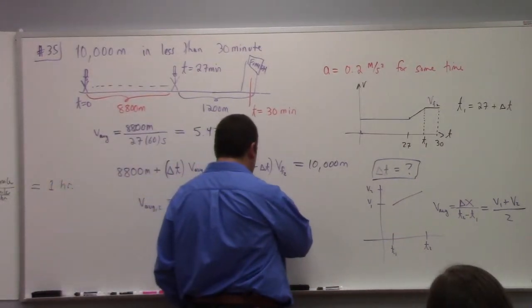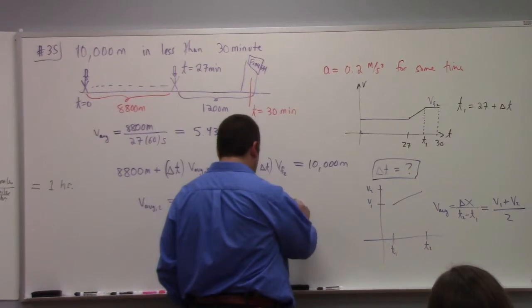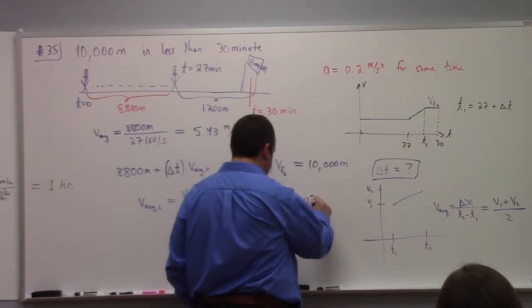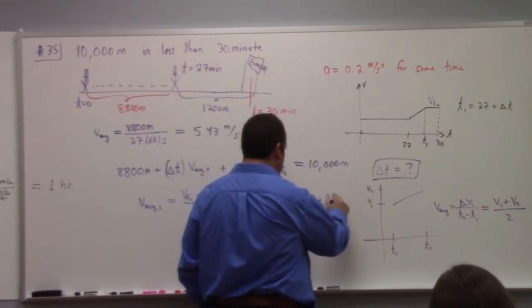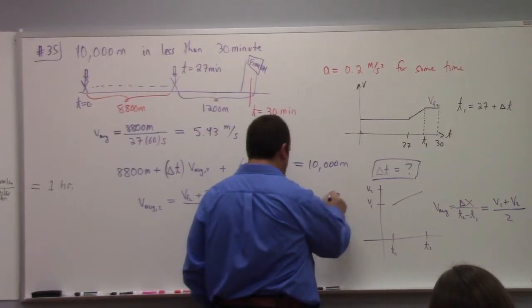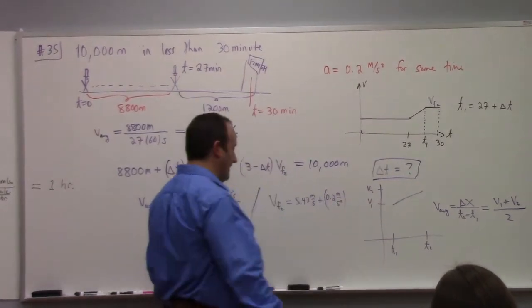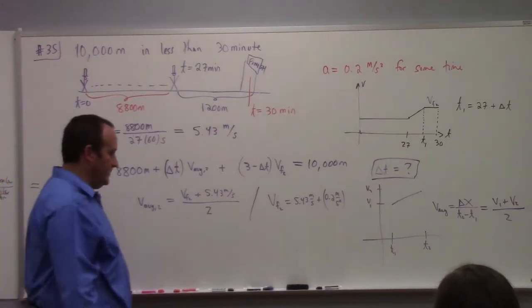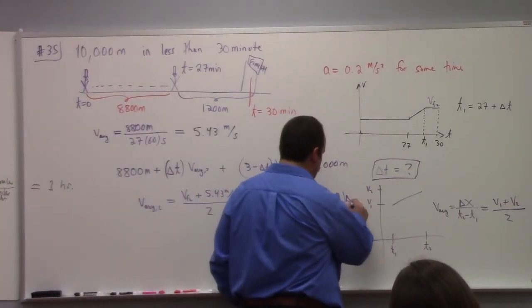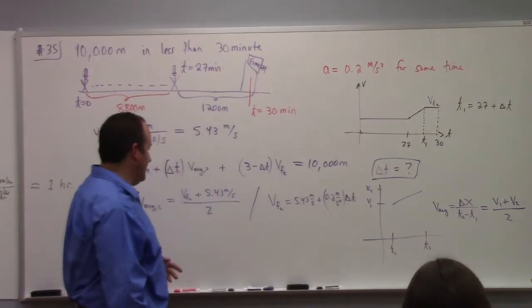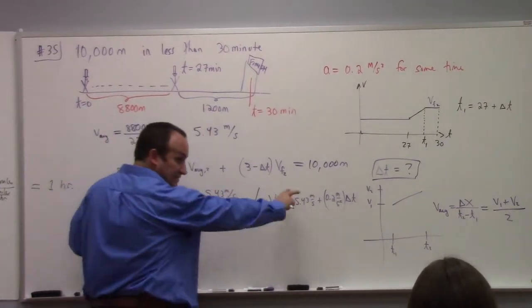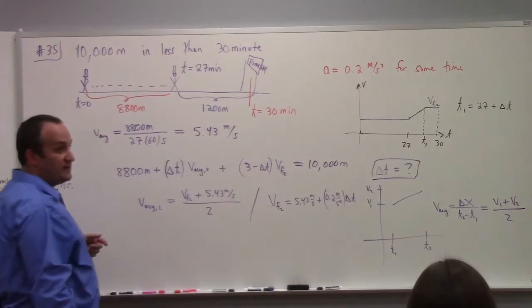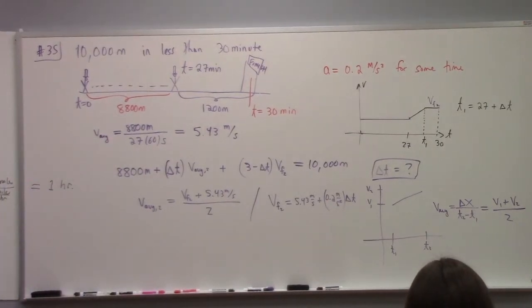How about this? vf2 is equal to what? It's equal to 5.43 meters per second, right? Plus 0.2 meters per second squared times what? Yeah, times delta t. So at this point, we've solved the problem up to algebra, because all you have to do is take these two equations and shove them into there. You've got one equation and one unknown, so you can figure out the velocity, or figure out the time, whichever one you're after first.